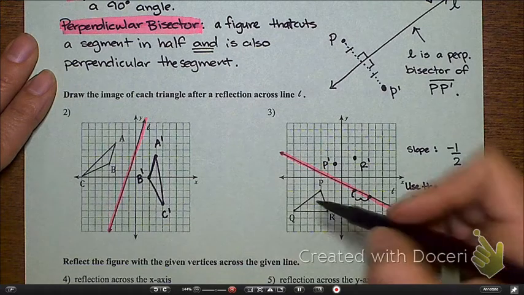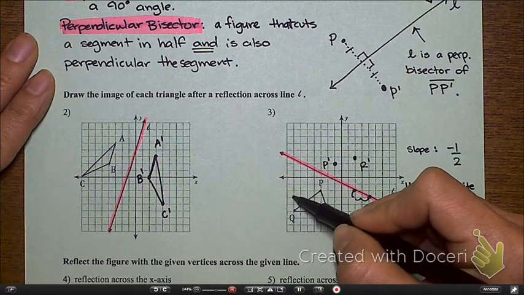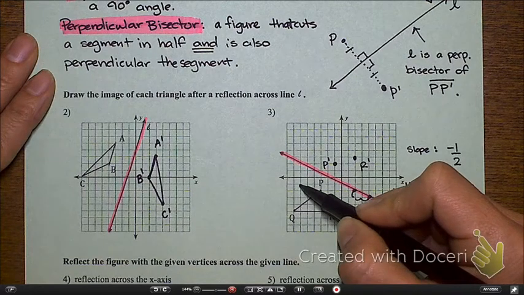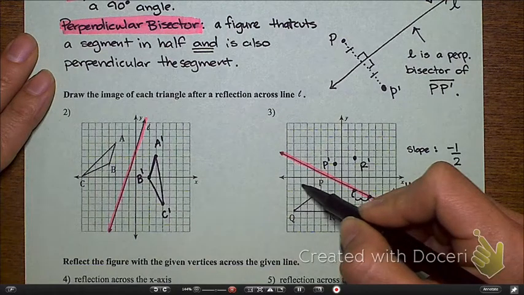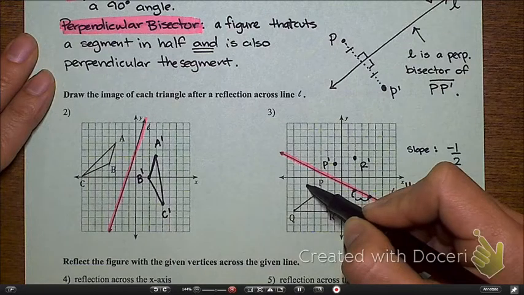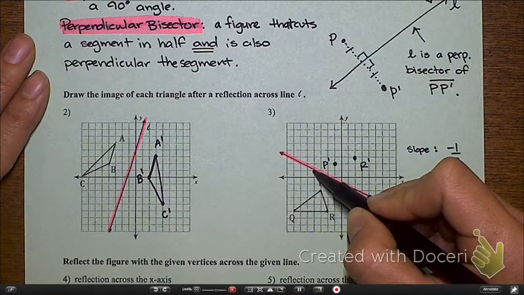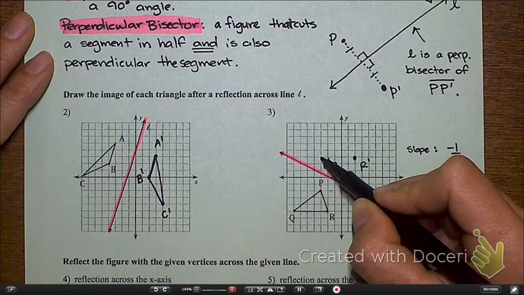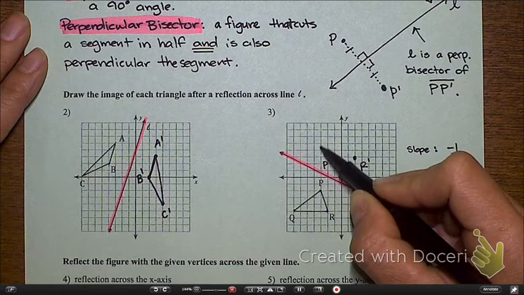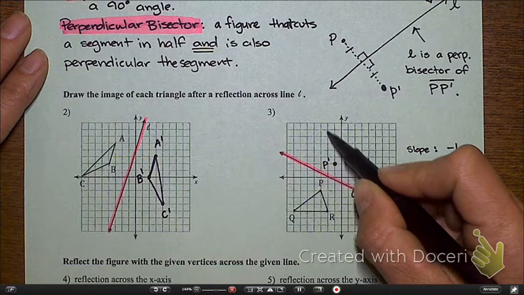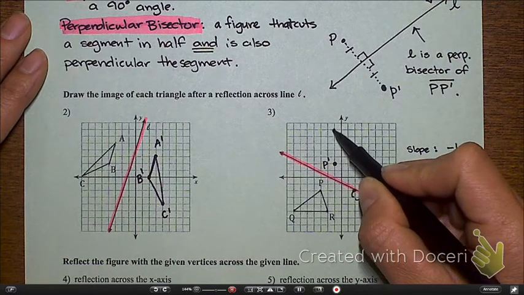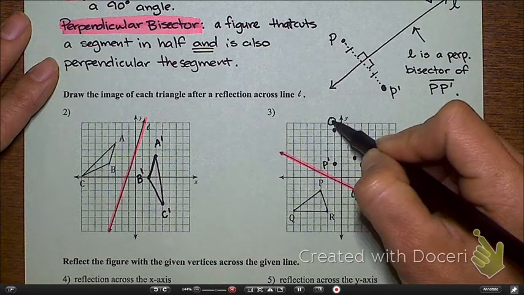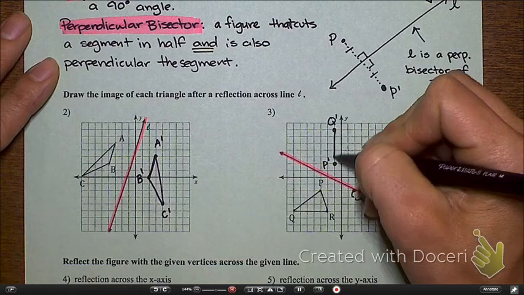Okay, next let's do Q. Up 2 over 1. Up 2 over 1. Up 2 over 1. How many times to get to the line? 3. So do it 3 more times. Up 2 over 1. Up 2 over 1. Up 2 over 1. 3 times. That's where Q prime belongs. Now, connect all of your points.